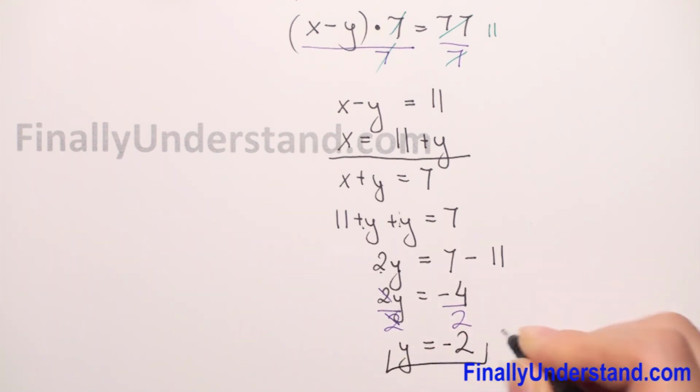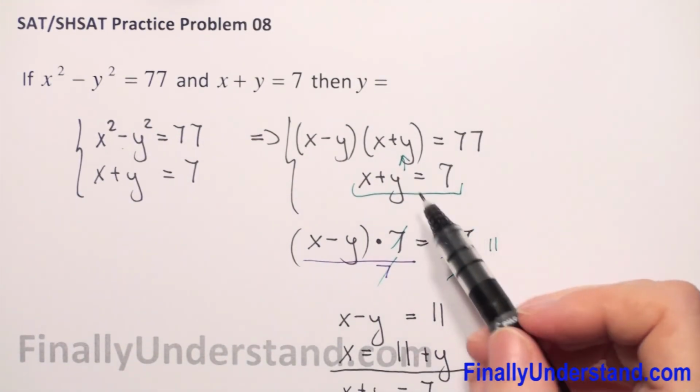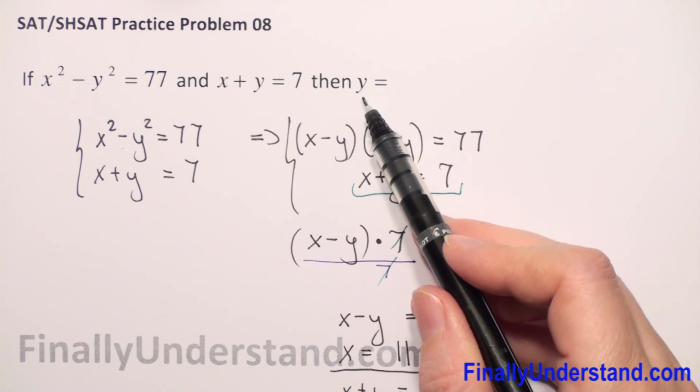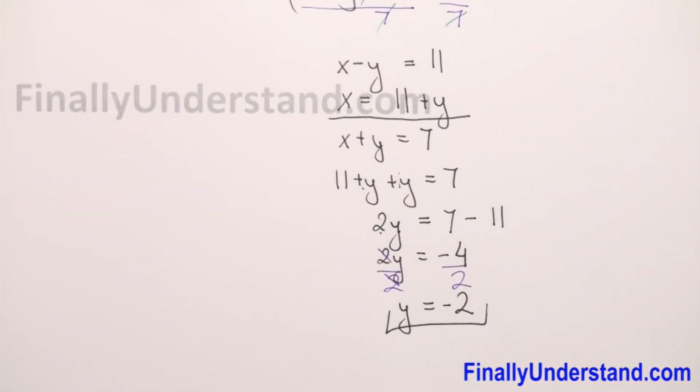We found y. Because in this example we need to find only y, we don't need x. That's why we can stop now. This is my solution. y is equal to negative 2.